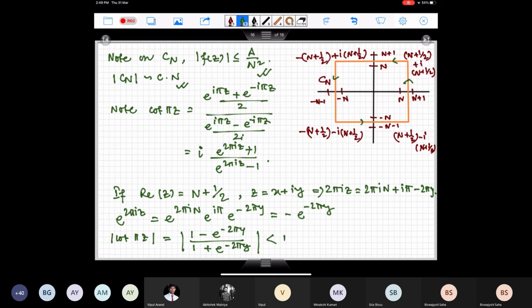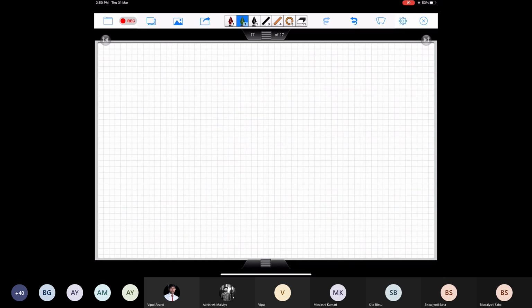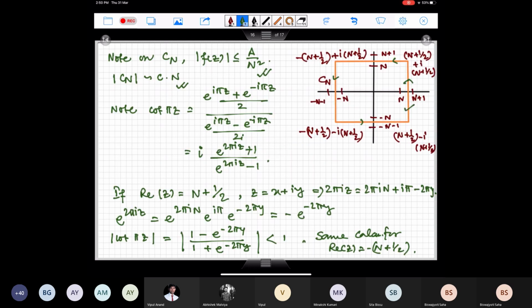Okay, and of course, you will agree that I don't have to calculate for real part of z equal to minus n minus half. Same calculation works for real part of z equal to minus of n plus half. Fine, all good. So therefore I am done with this line, and I am also done with this line. So I have to now think of the horizontal lines. So I have to take this one as well as this one. The same thing will work.